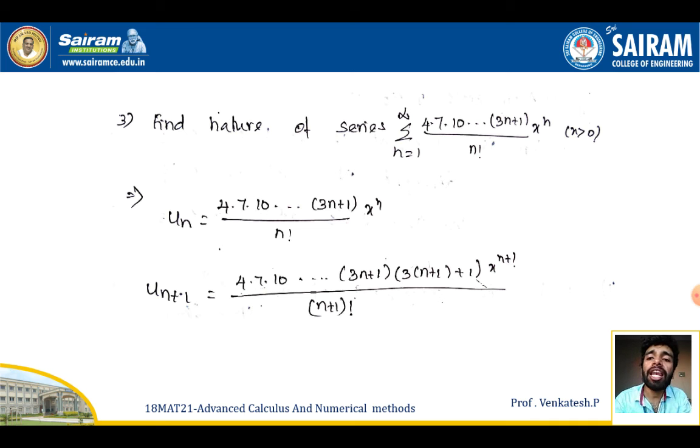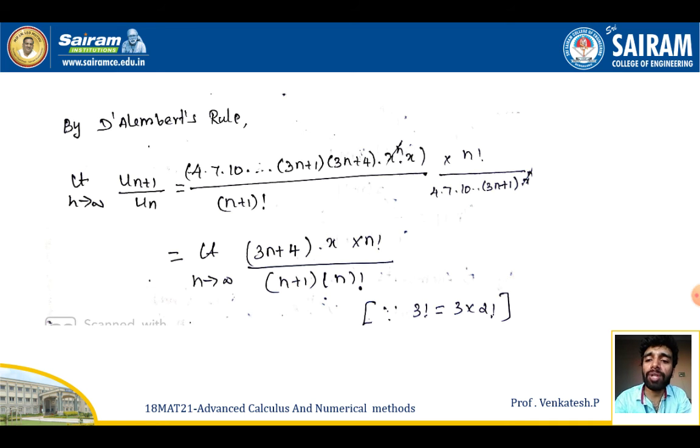So apply the D'Alembert's ratio test. So limit n tends to infinity, un plus 1 by un is equal to 4, 7, 10, ..., 3n plus 1, 3n plus 4, x power n into x by n plus 1 factorial into n factorial by 4, 7, 10, ..., 3n plus 1 whole, x power n. So I can cancel the 3n plus 1 terms and the x power n terms. Remaining will be 3n plus 4 into x into n factorial. I am going to expand the n plus 1 factorial as n plus 1 into n factorial.